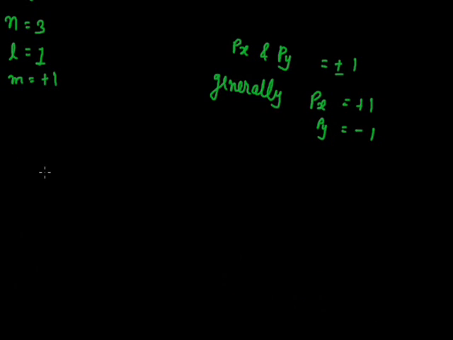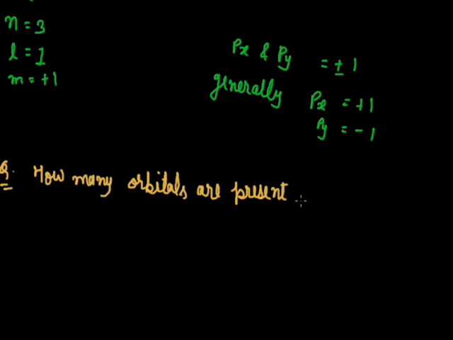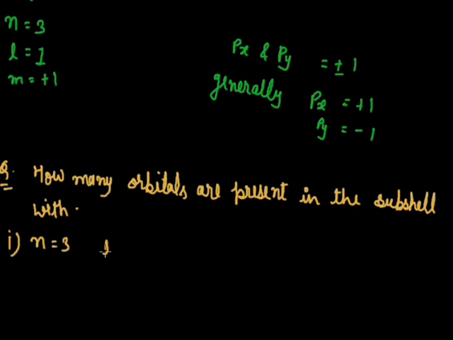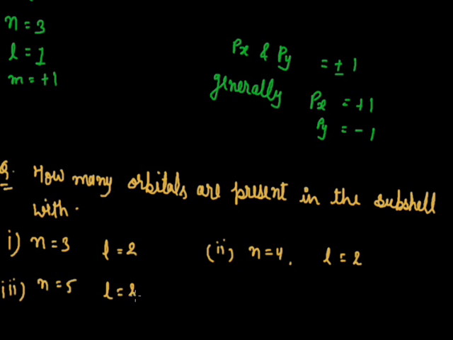Now the next question is: how many orbitals are present in the subshell with n equal to 3 and l equal to 2, second n equals 4 and l equals 2, and in the third case n equals 5 and l equal to 2. In this question we have to find the number of orbitals present in the subshell, and we have the values of n and l.